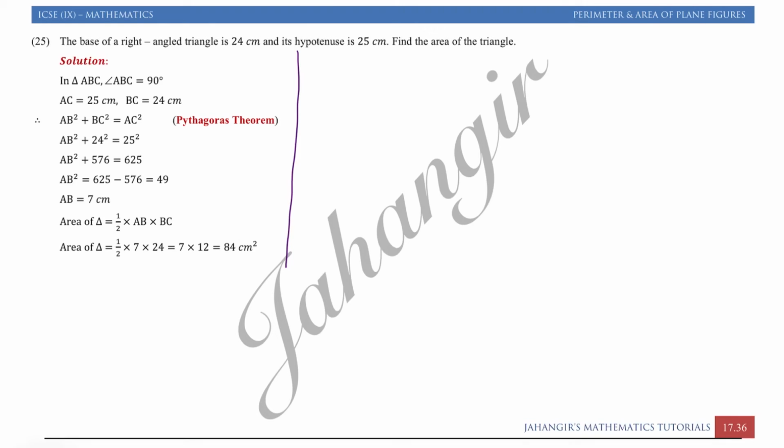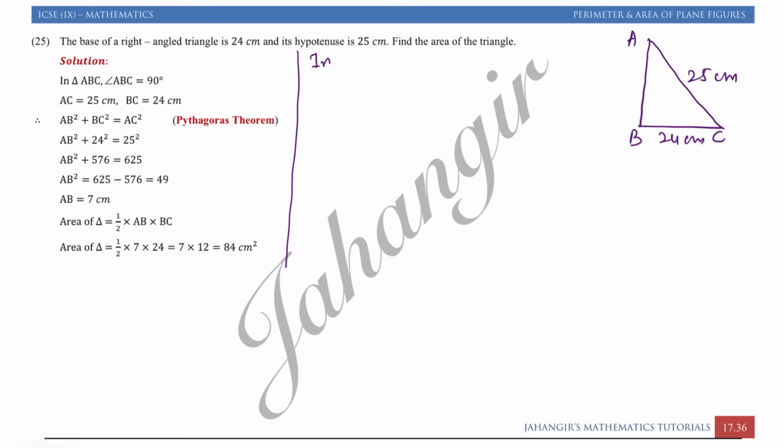The base of a right angle triangle is 24 centimeter and its hypotenuse is 25 centimeter. You have to find area of triangle. So this is quite simple question. Here you have triangle ABC such that hypotenuse is 25 centimeter and base is 24 centimeter. You have to find AB.